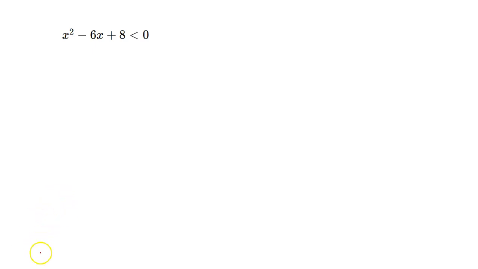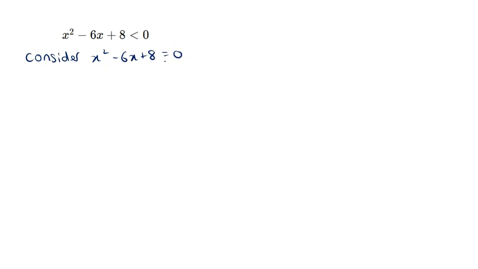Hello and welcome to this video where we're going to be looking at how you solve quadratic inequalities. I'm going to jump straight in and start with this problem that you can see on the screen. What you should do when you're trying to solve quadratic inequalities is first change the problem slightly and consider what happens when you set the quadratic equal to 0.